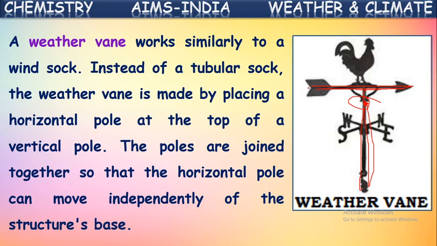Okay, it is also one of the simple instruments or devices, just like the wind sock. In the wind sock we use a tubular sock. Instead of that, in this weather vane, it is one more pole on this vertical pole. So the important point is that it is fixed to this vertical pole in such a way that it can move in all directions. It has some flexibility to move along all the directions according to the wind movement. Okay, this is about the weather vane.